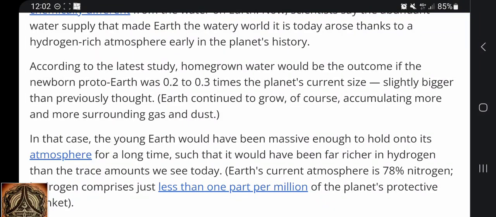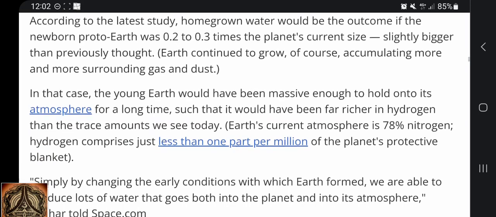According to the latest study, homegrown water would be the outcome if the newborn proto-Earth was 0.2 to 0.3 times the planet's current size, slightly bigger than previously thought. Earth continues to grow, of course, accumulating more and more surrounding gas and dust.